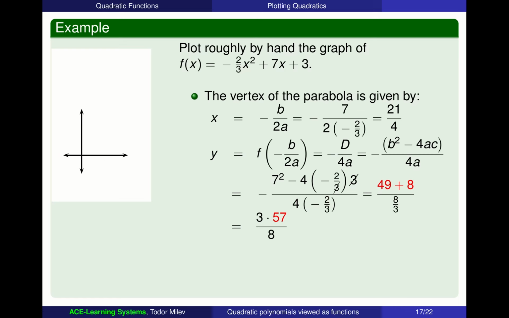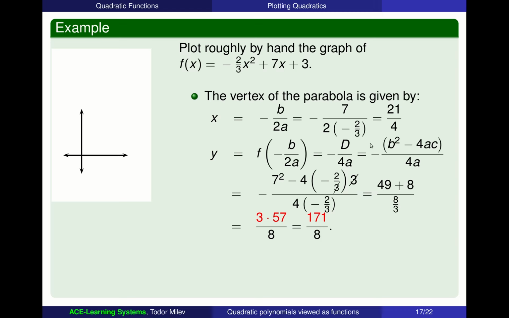Now 49 plus 8 is 57, and the 3 in the numerator jumps upstairs, so that becomes 3 times 57 divided by 8. Altogether, 3 times 57 is equal to 3 times 50 plus 3 times 7, which is 150 plus 21, which is 171. Okay, so we get 171 eighths. So that is our y-coordinate.